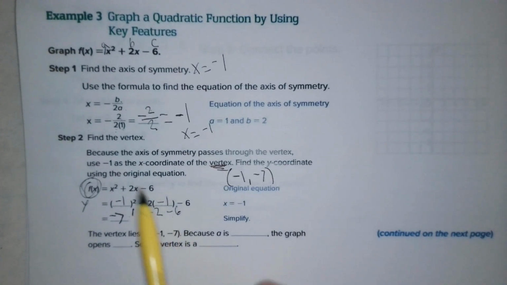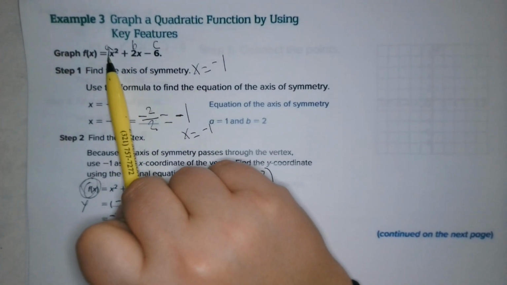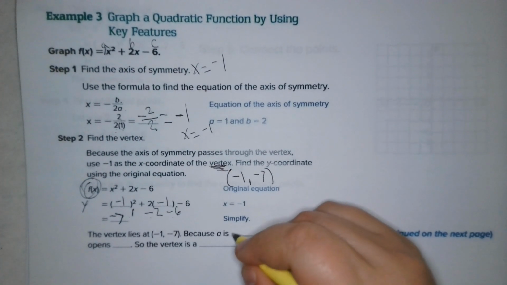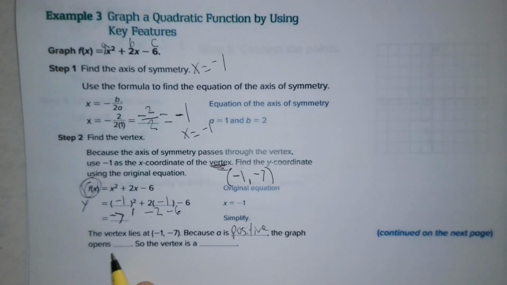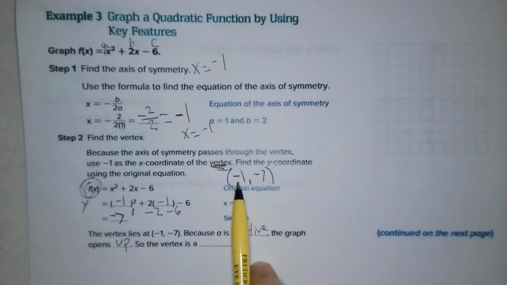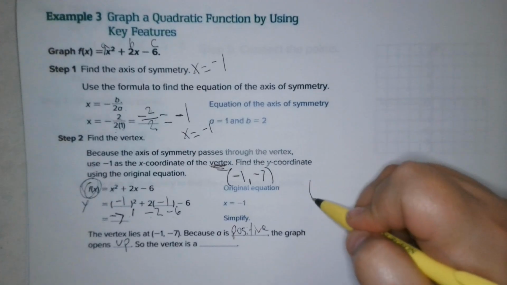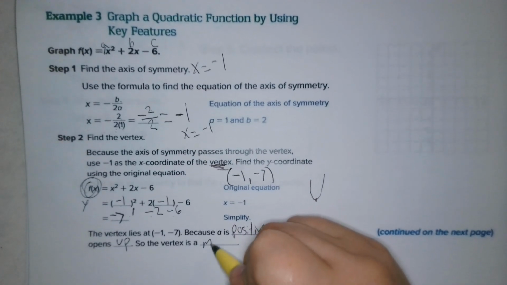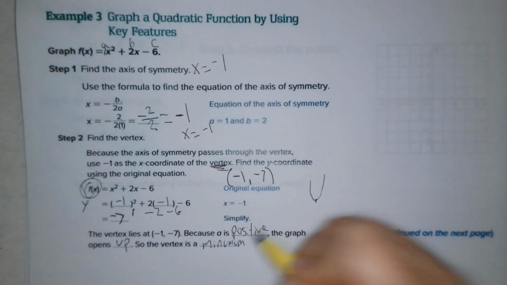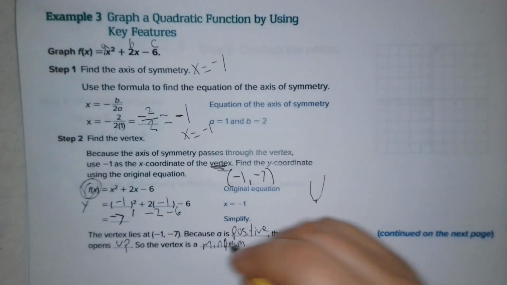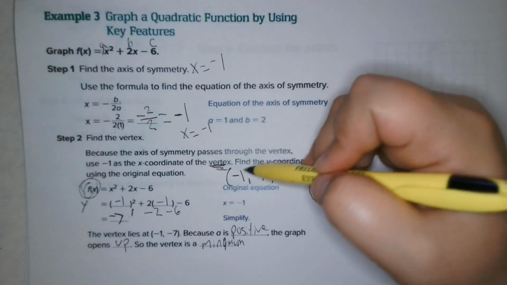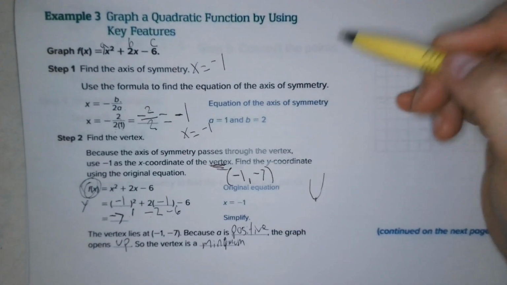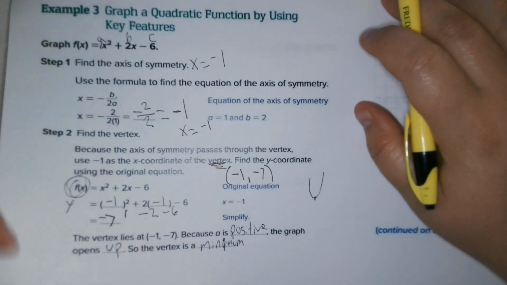Because A is, what is A? Let's look here. A is 1. That's a positive number. So because A is positive, the graph opens which direction? When it's positive, it opens up. So this vertex here, if it's opening up, is going to be a minimum. Okay, minimum. So our graph is going to look something like this. So we have our axis of symmetry, we have our vertex, and we know it's going to open up. So going on to the next page.